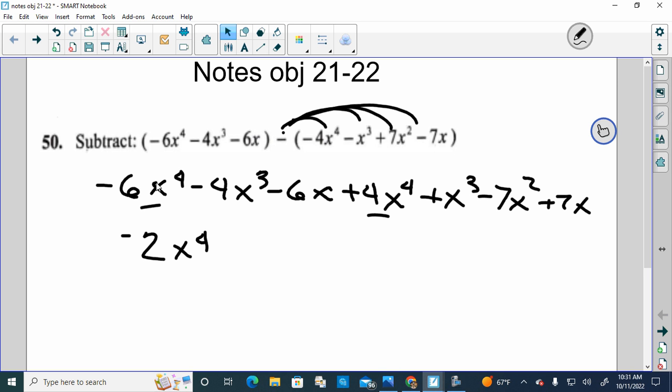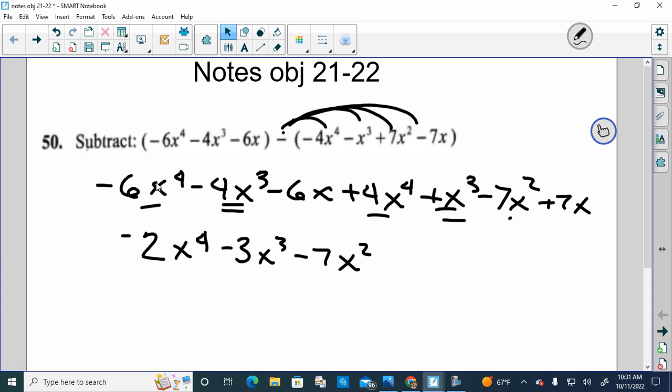So now my next one down would be the x to the 3rd, and I've got another one with a 3. So a negative 4 and a positive, what's in front of that? 1. Okay, so that would be a negative 3x to the 3rd. Now the next one down is x to the 2nd, and we only have one of them. We don't have another one to combine it with, so it just doesn't change. It stays the same.